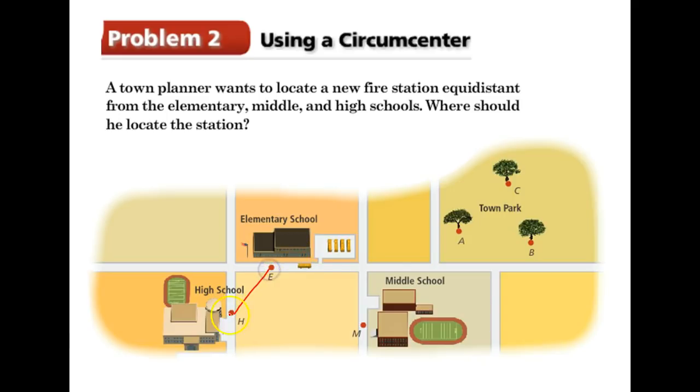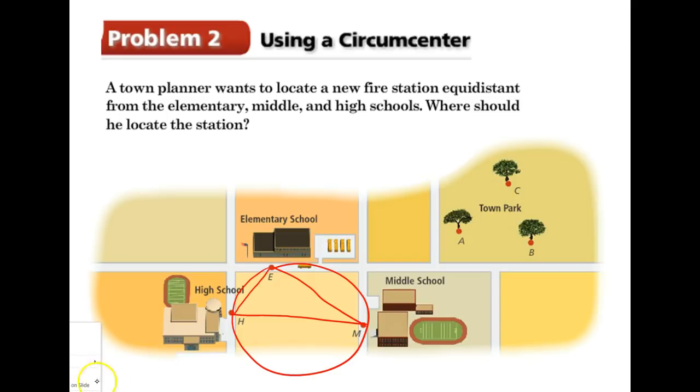from the locations of the 3 schools, we could then draw perpendicular bisectors of each of those sides, and the point of concurrency of those perpendicular bisectors would be the center of the circle, this circle. It is equidistant then to each of the schools. So we need to identify where the circumcenter is located.